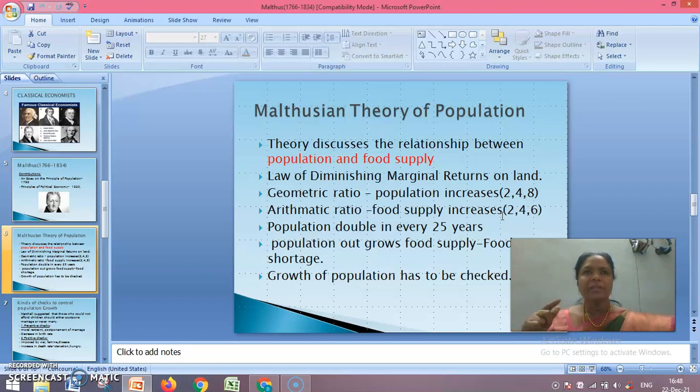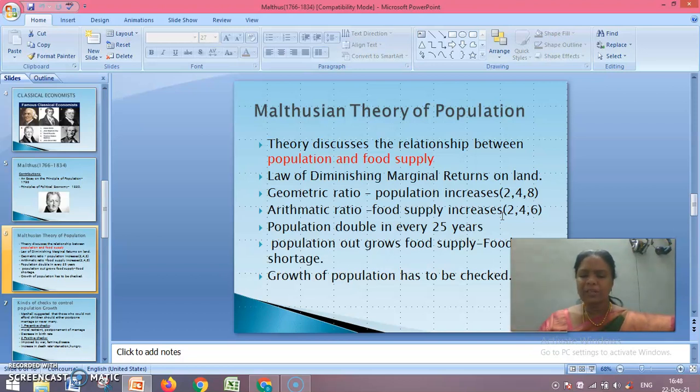And food supply increases in the ratio of addition, 2 plus 2 plus 2, like that. If you see the ratio, 2 into 2 will be 4, 4 into 2 will be 8, 8 into 2 will be 16, 16 into 2 will be 32. In that ratio population increases. But food supply increases in the arithmetic ratio, that is 2 plus 2, 4, 4 plus 2, 6. So the difference in the increase will be vast. Population will increase tremendously, but food supply will not increase according to the rise in the population.